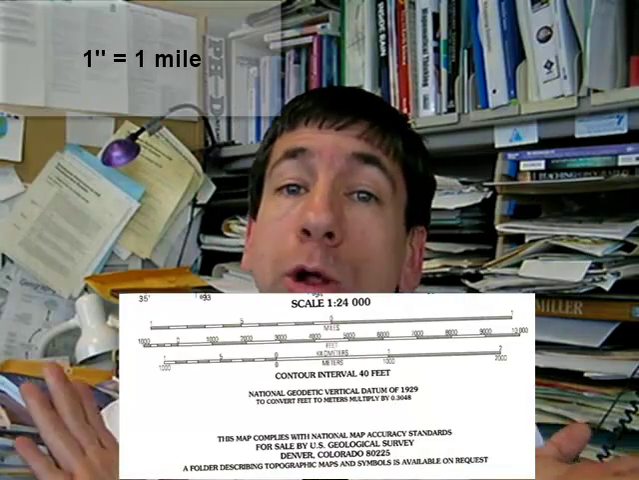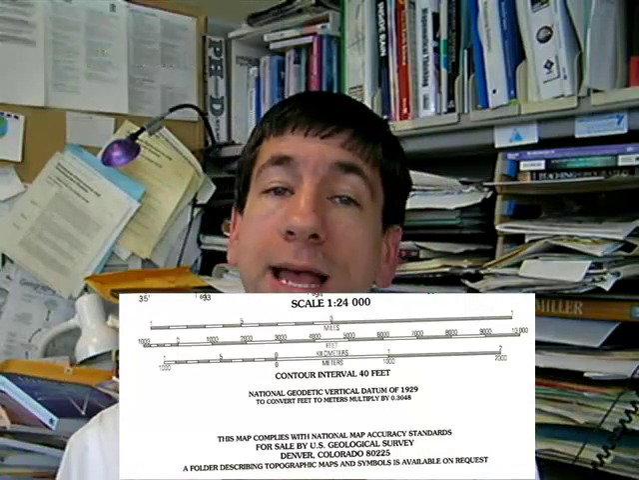Cartographic scale can be expressed as a verbal statement, such as 1 inch equals 1 mile, or graphically, in a scale bar, for example, or as a representative fraction, such as 1 to 24,000 scale, which is the scale of a standard USGS topographic map.